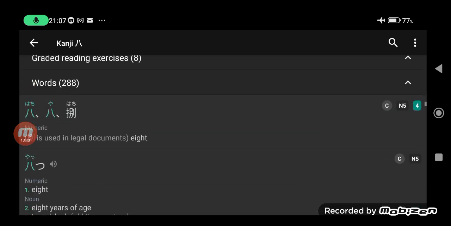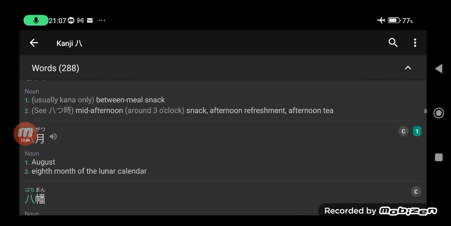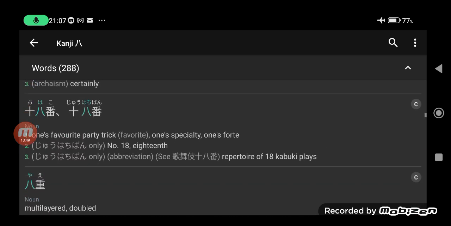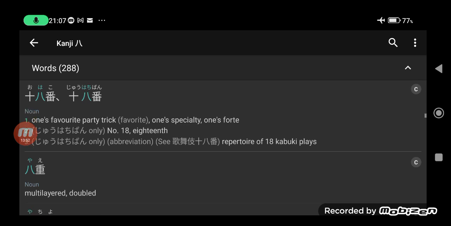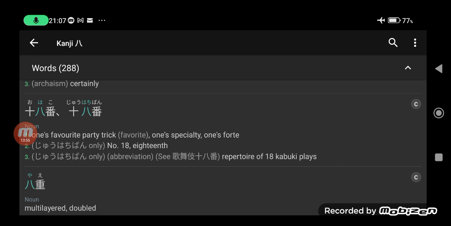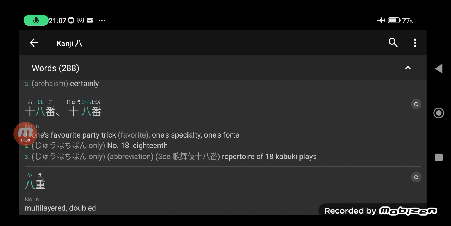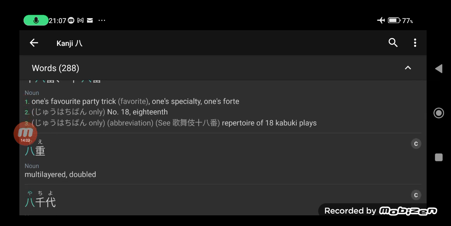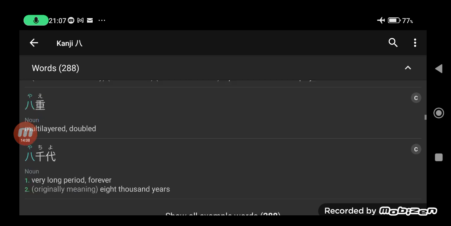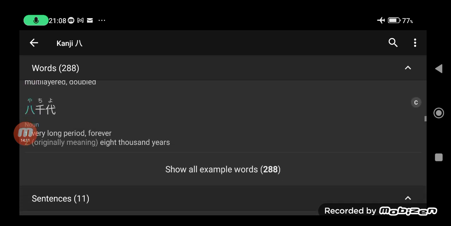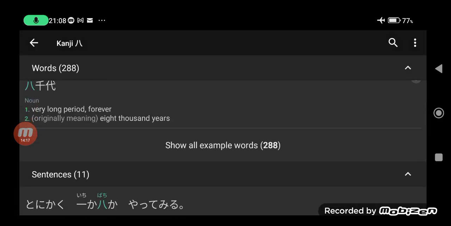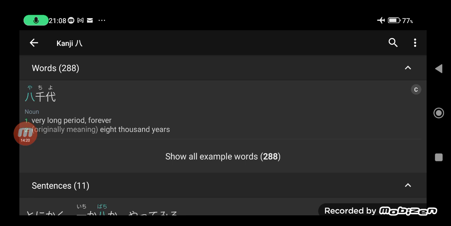Okay. So you may screenshot these other vocabularies. お箱、Ohako. 18番。One's favorite party trick, or one's specialty, or one's forte. Yae, multi-layered or double. やちよ、Yachiyo is a very long period, it may take forever.